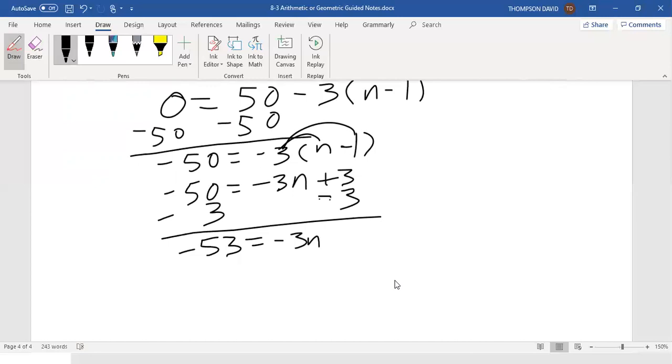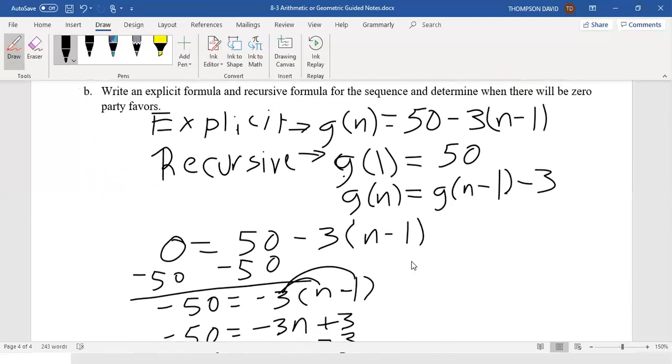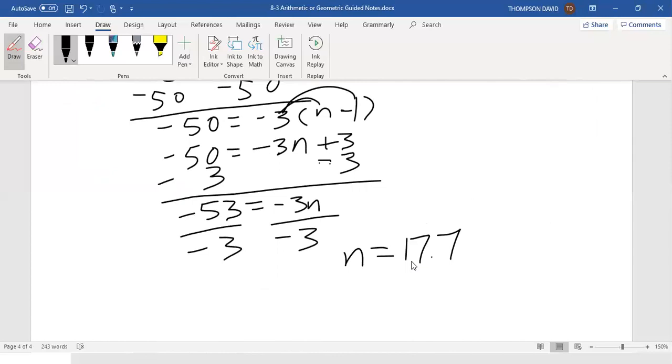One more step. Divide by negative 3 on both sides. Plug it in the calculator. And we end up with n equals 17.7. So we're going to round that, since we're talking about guests, she would have 0 party favors after the 17th guest. We couldn't round up to 18 because she wouldn't have enough party favors. So we would say after 17 guests, you have to round down.